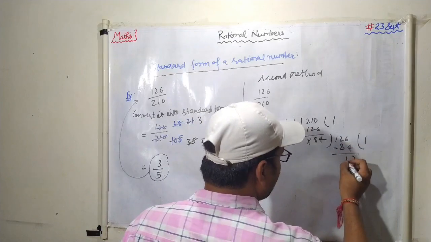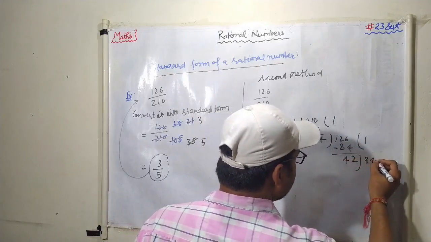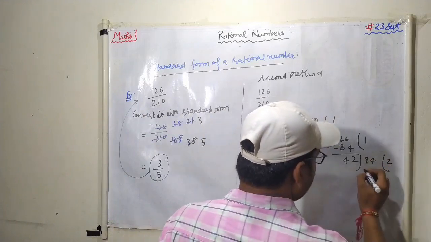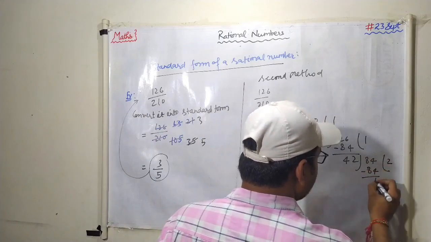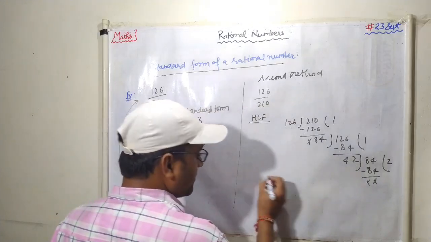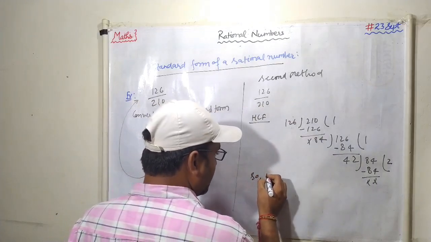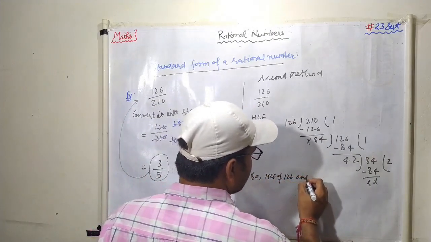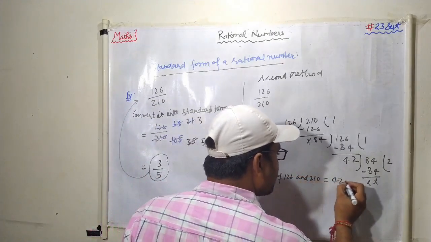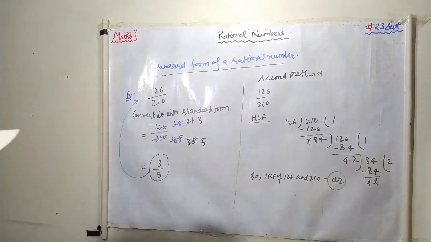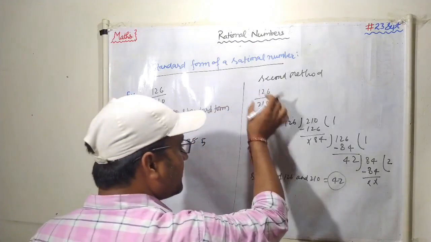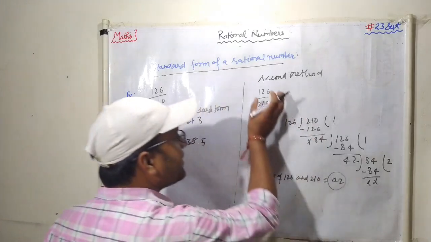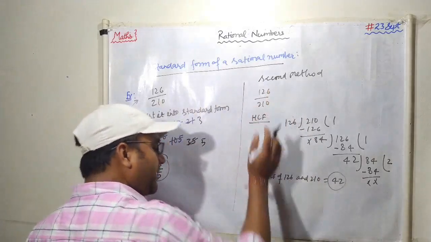Again, 84 divided by 42 is 2 times. So what is the HCF? The HCF of 126 and 210 is equal to 42. 42 is the HCF of the given 126 and 210. So by that HCF you will divide this 126 and 210.